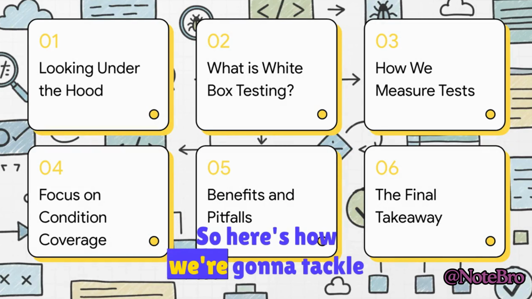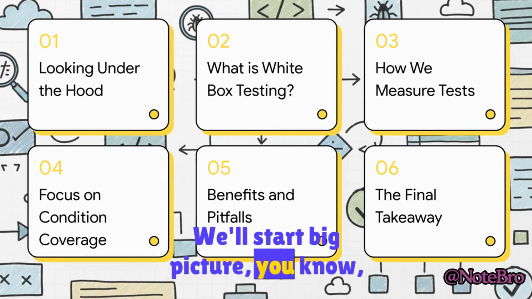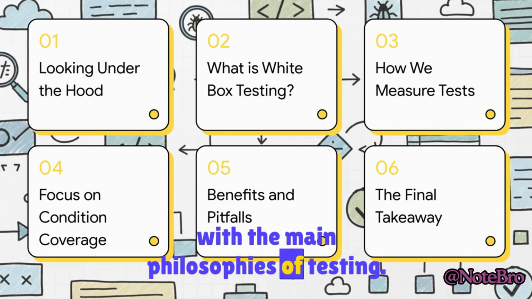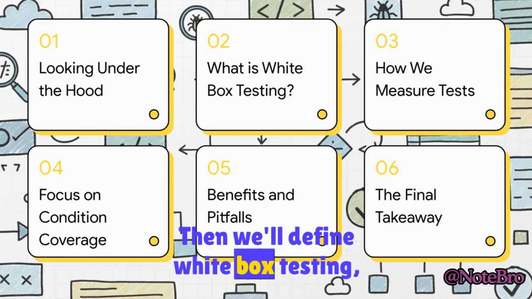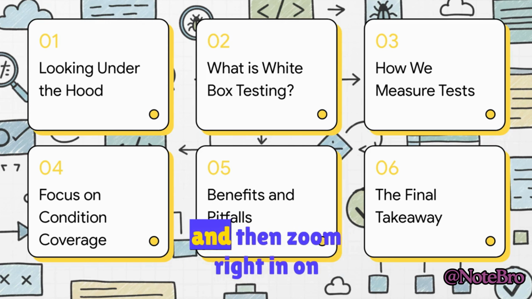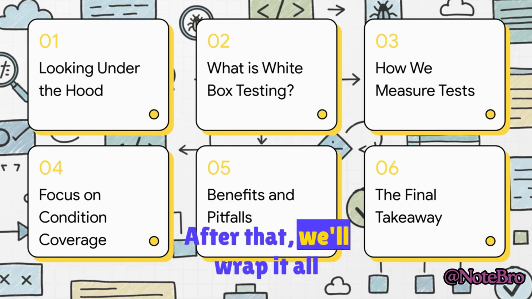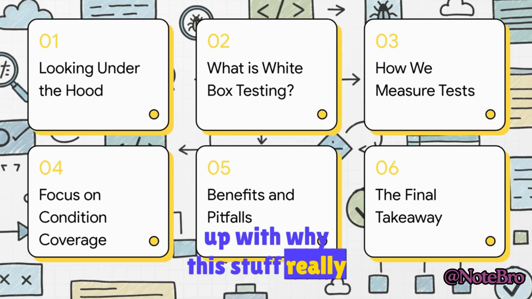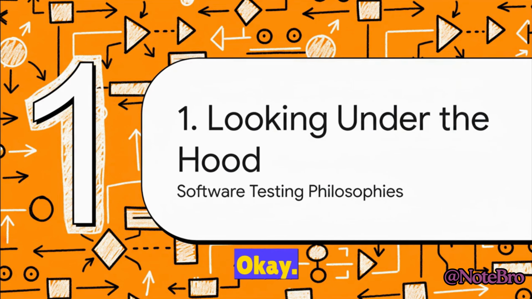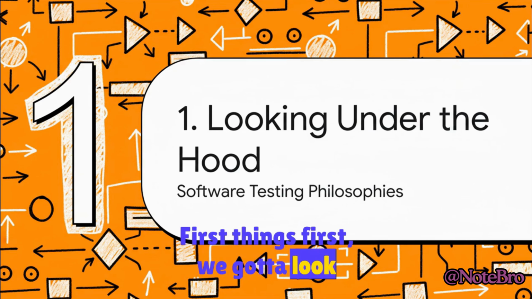So here's how we're going to tackle this. We'll start big picture, with the main philosophies of testing. Then we'll define white box testing, figure out how we measure it, and then zoom right in on our main event, condition coverage. After that, we'll wrap it all up with why this stuff really matters. Okay, first things first, we gotta look under the hood.